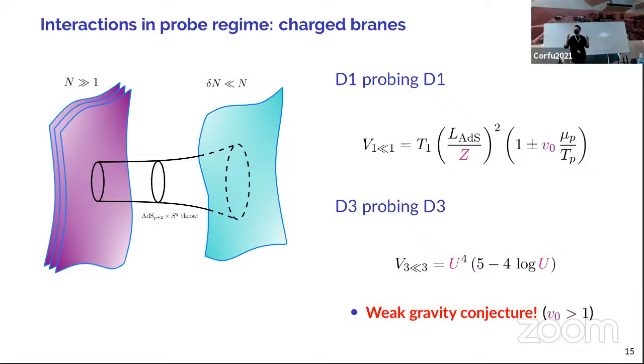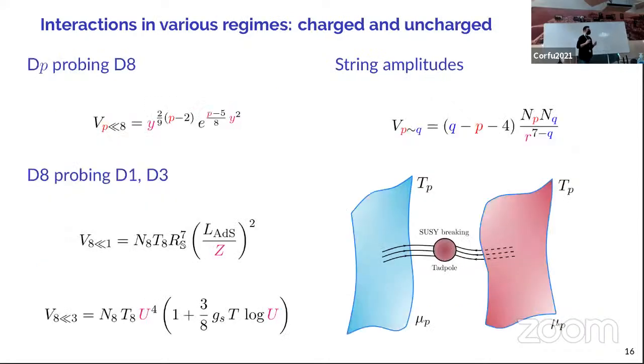And now one can go even further, studying interactions between branes that do not have the same kind of charge, or one of them or both are just uncharged. And one can compare, in this case, probe potentials with actual string amplitude calculations, which are much more doable in this case compared to the charged case.